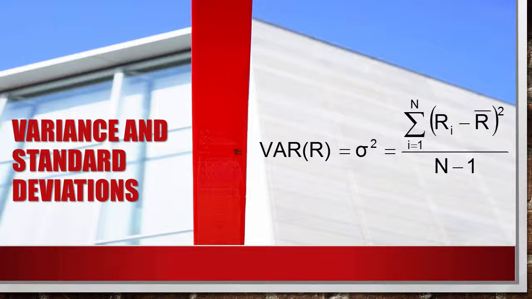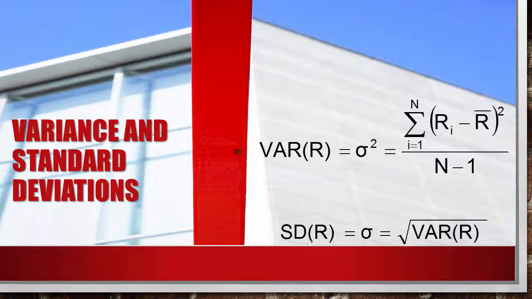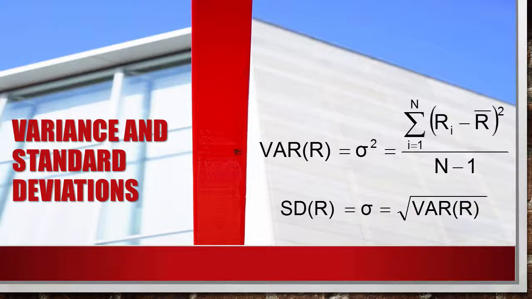But usually, it's much more useful to use the standard deviation, and this is related to the variance in a very simple way. All we have to do is take the variance and use the square root. The square root of variance is the standard deviation. This is important because standard deviation is in the exact same units as the arithmetic return. So in other words, a percent value of standard deviation is comparable to the percent return, but variance is not because it's a squared value.